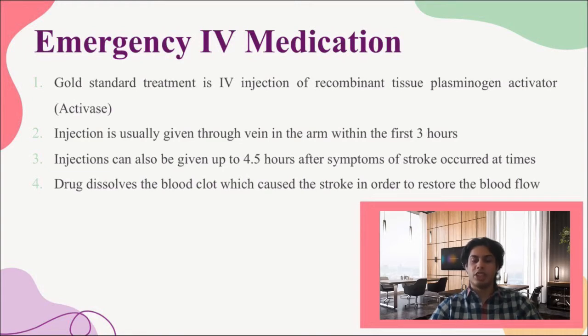treatment. The injection is usually given through the vein in the arm within the first 3 hours. It can also be given up to 4.5 hours after the symptoms of stroke occurred. The drug dissolves the blood clot which caused the stroke in order to restore the blood flow. Hence, more people are able to fully recover from stroke by removing the cause of stroke quickly.